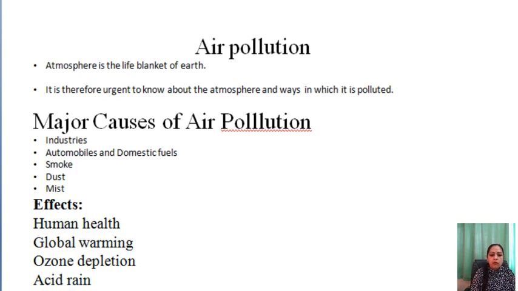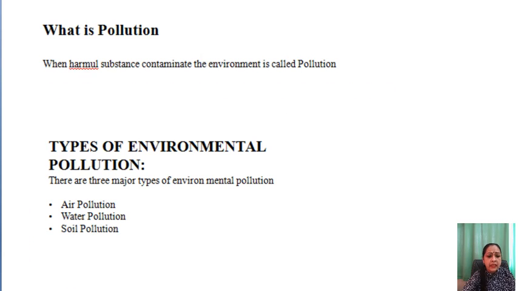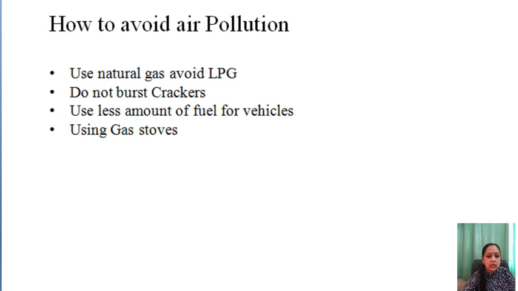Now we will discuss the various effects of air pollution. The various effects are on human health, global warming, ozone depletion, and acid rain. These are some of the measurable effects caused by air pollution. Next, we will discuss how to avoid air pollution. So, how do we avoid air pollution?